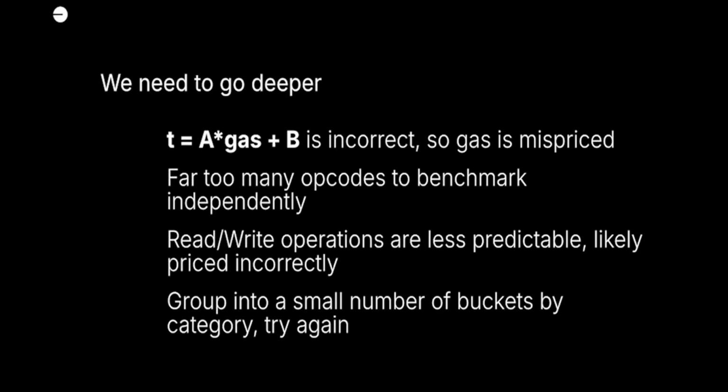There's also a ton of different opcodes, as I mentioned earlier, and it doesn't make sense to benchmark them independently. Intuitively, we know that read and write ops are a lot less predictable than just adding two numbers or multiplying off the stack. So what we did here is I grouped a lot of different operations into different buckets, like storage ops, call ops, account reads, and so forth. And I sliced the data a lot of different ways.